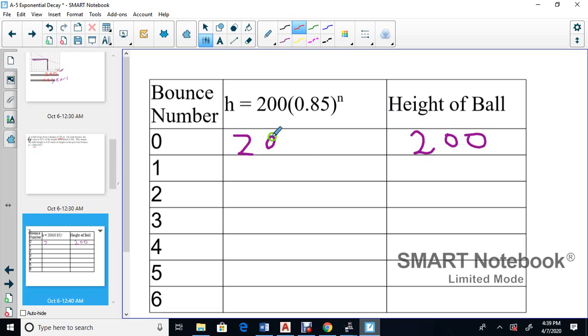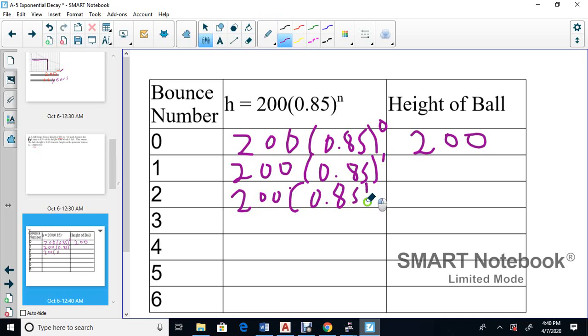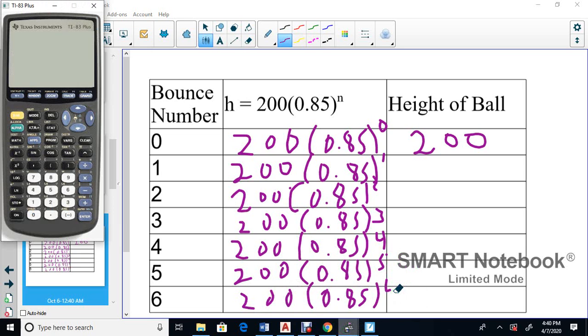I can still write it in and do the equation, but the initial height is 200. If you want the equation, you go 200 times 0.85 to the 0. The next one, 200 times 0.85 to the 1, then 200 times 0.85 to the 2, 200 times 0.85 to the 3, 200 times 0.85 to the 4, 200 times 0.85 to the 5, and 200 times 0.85 to the 6. I'll put it all in here. Maybe I'll make that a little clearer, so let's go to the eraser here.